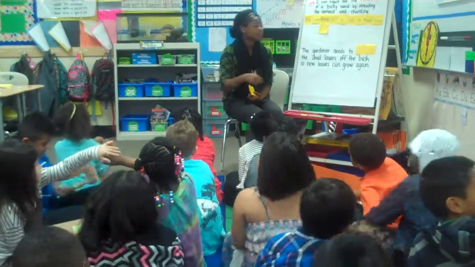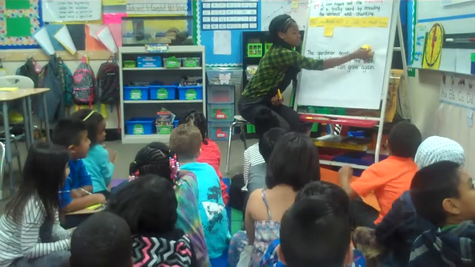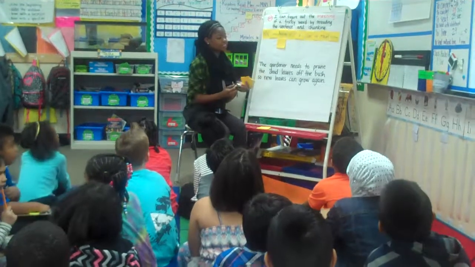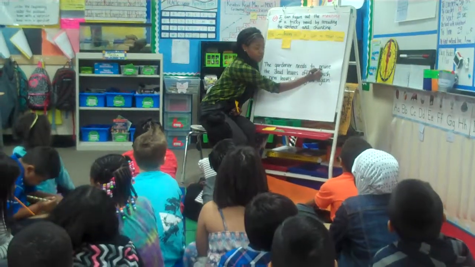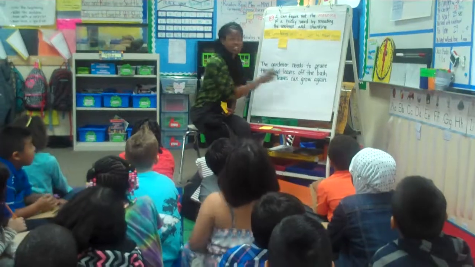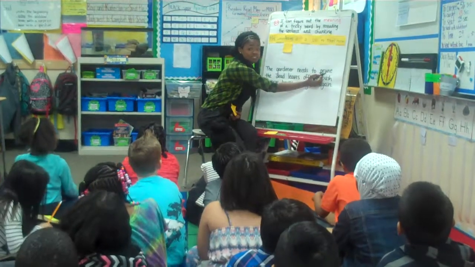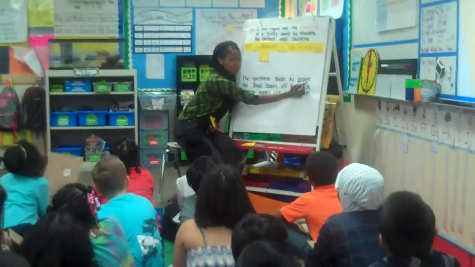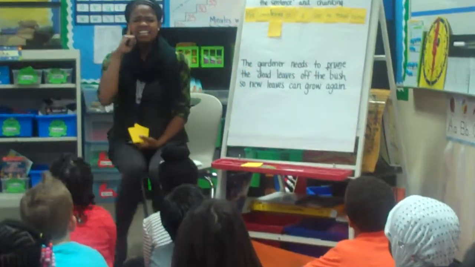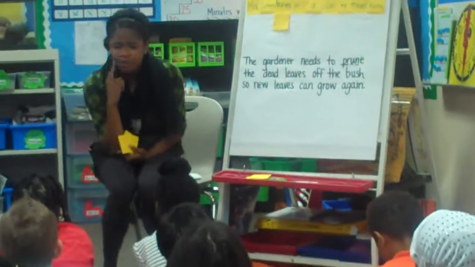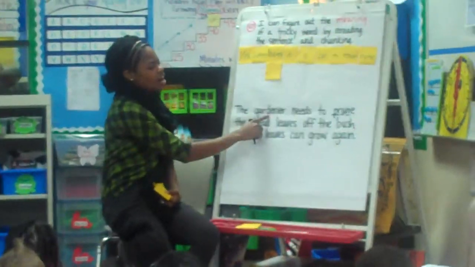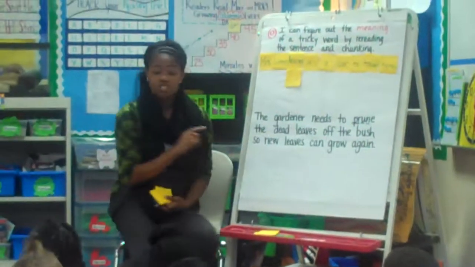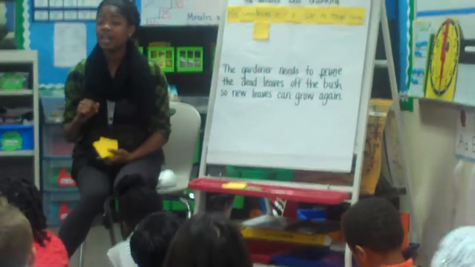Now I'm going to reveal the word. Now let's chunk. Okay? I see her. Ooh, I also see a bossy E, so it makes this sound say you. Prune. Now let me reread it, and I want you to think about what does that tricky word mean? The gardener needs to prune the dead leaves off the bush so new leaves can grow again. Prune.